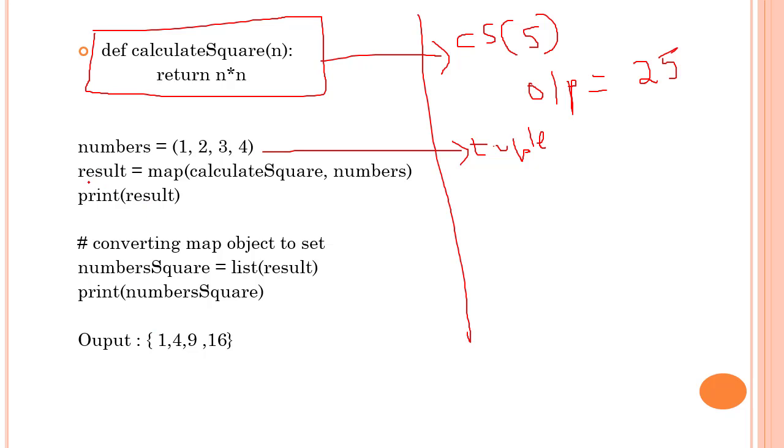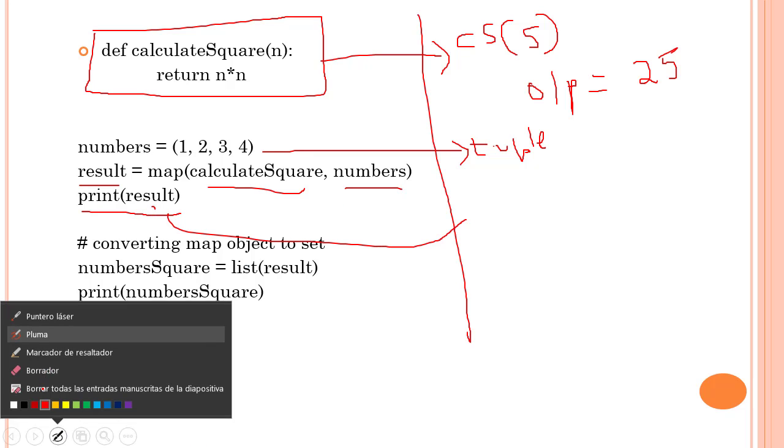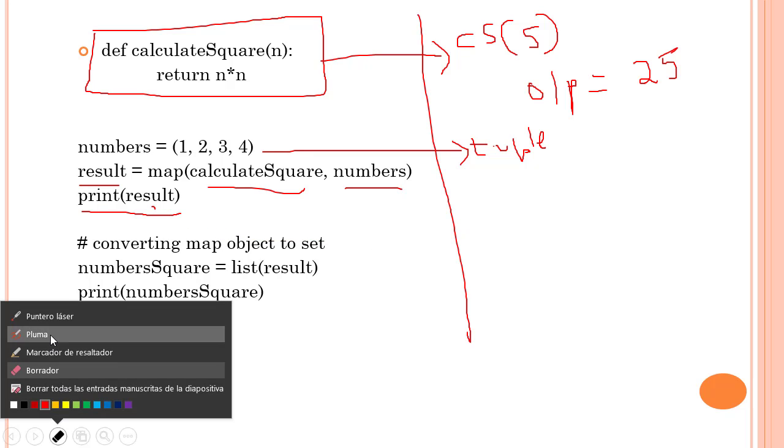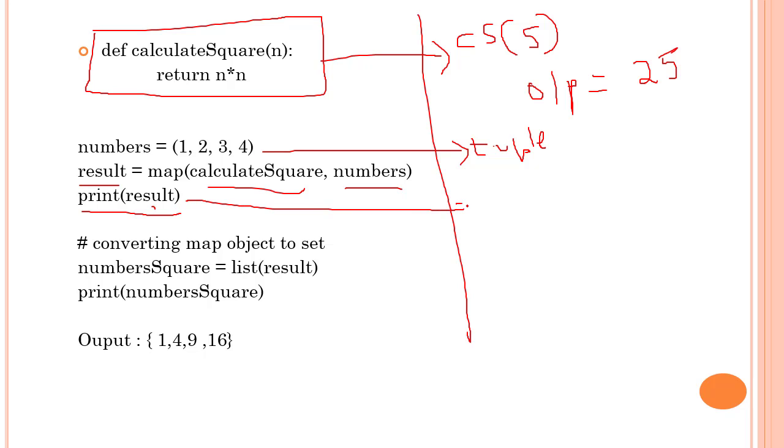Then what I'm doing is result, I'm creating a new iterable: map calculate square numbers. What is calculate square? This is the function, and this is the iterable of numbers, and I'm printing out the result. What this line will print out is a map object. It will return me a map obj.